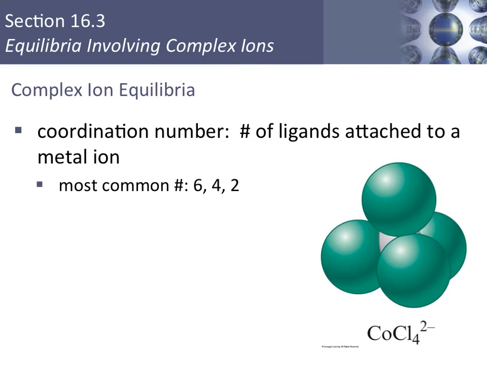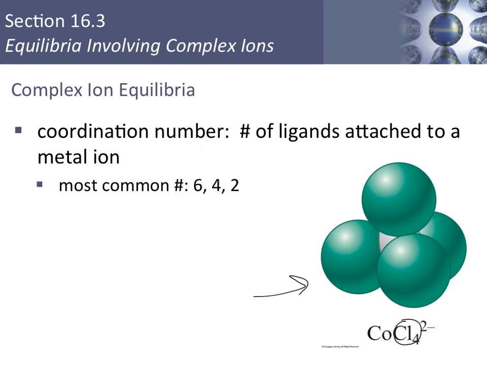The metal ion can have a different number of ligands attached, and when we count the number of ligands that are attached to the metal ion, we call that the coordination number. The most common coordination numbers are 6, 4, and 2, and you can see with this cobalt complex ion here, this would have a coordination number of 4. We've got CoCl4. So 4 chloride ions attached to our central cobalt metal ion.